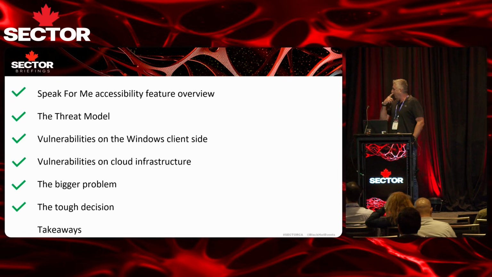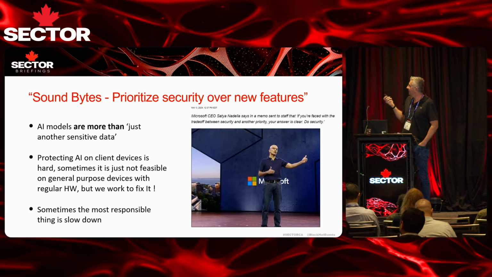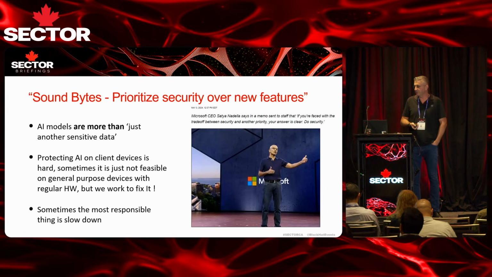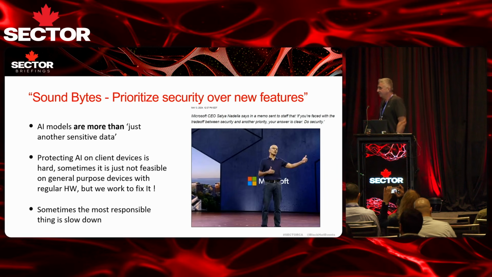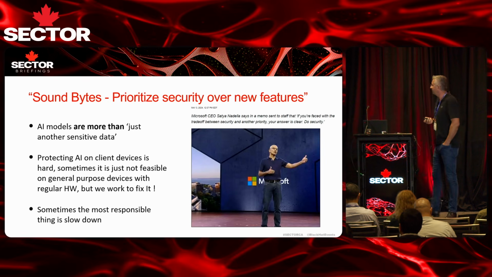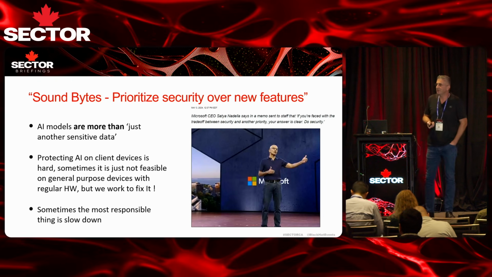So I would like to go to the takeaways. And there are 3 takeaways from this whole work. So first of all, AI models are powerful, and with great power comes great responsibility. There are some really powerful AI use cases, which, if not secured properly, can be used to impersonate you on an unprecedented level, like, for example, Speak For Me.